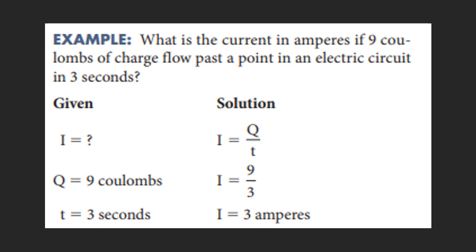Example: what is the current in amperes if 9 coulombs of charge flow past a point in an electric circuit in 3 seconds? Given in the question are electrical charge, Q equals 9 coulombs, and time, T equals 3 seconds. And we need to find electric current, I. Using the equation given in the previous slide, we need to divide Q by T. In this case we divide 9 coulombs by 3 seconds. By doing this we will get I equals 3 amperes.